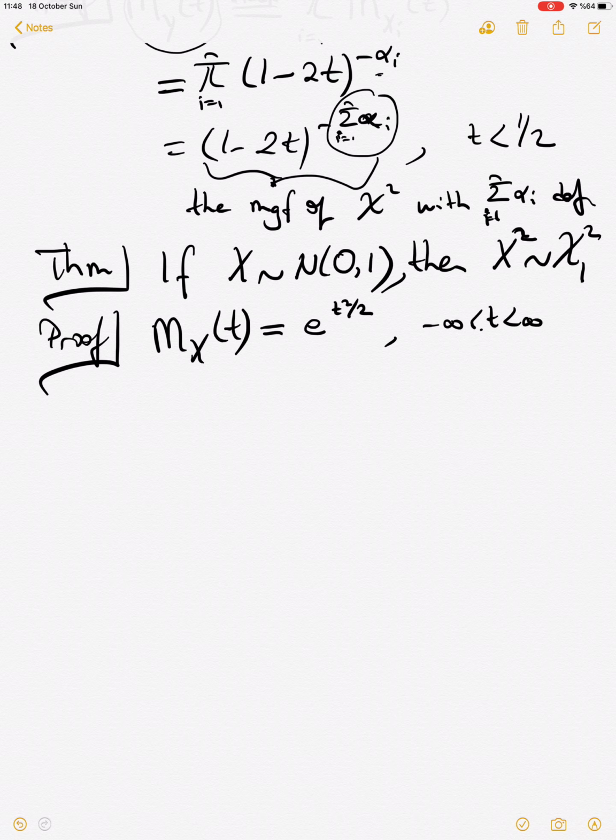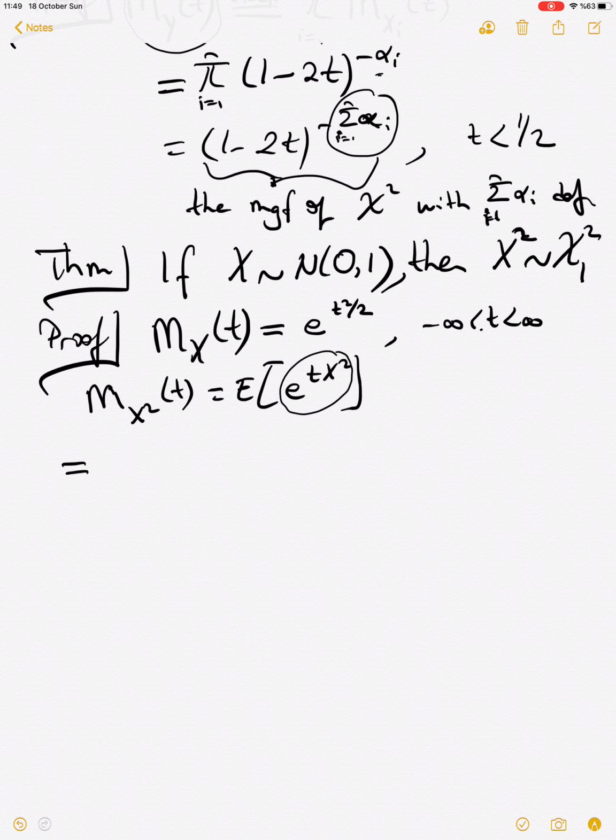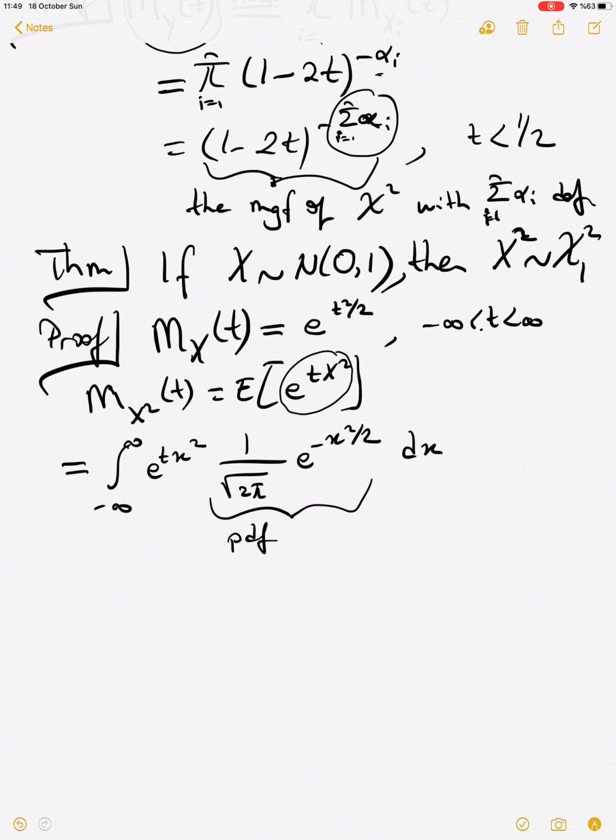Okay, so we have the moment generating function of x square at t. Let's write the definition: E to the t x square. Our random variable is x here, so we want to find the expectation of this function g(x). So the integral from minus infinity to infinity of e to the t x square, times the PDF of the standard normal. I believe you all know this. This is the PDF of normal 0, 1.